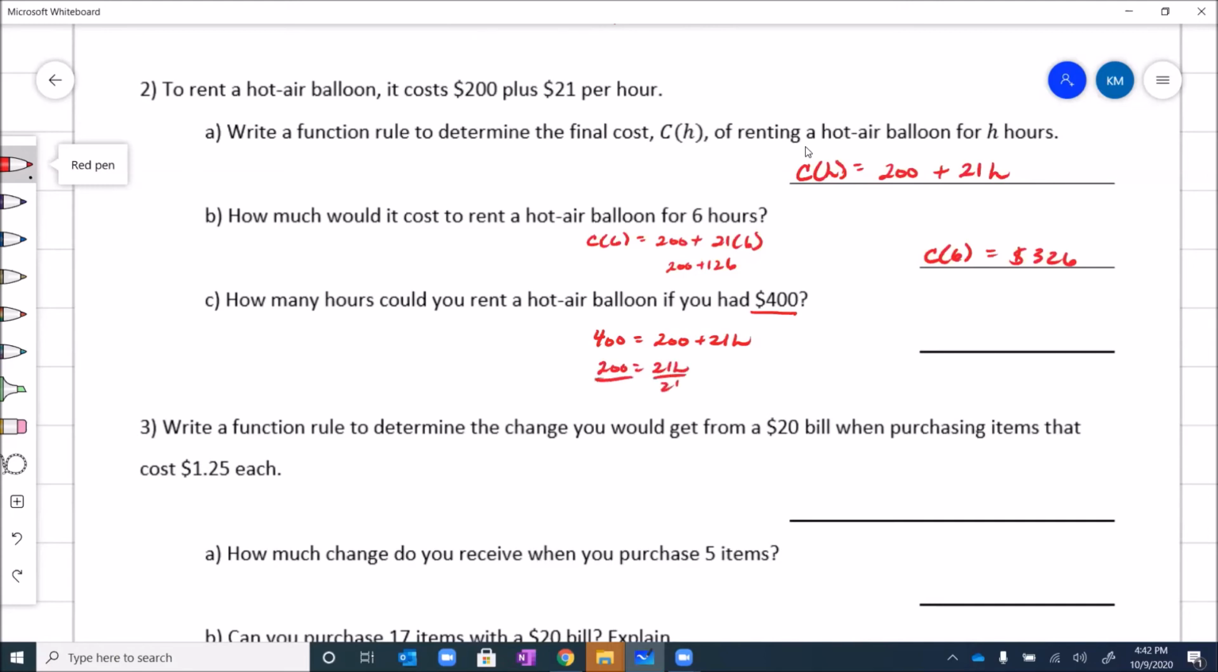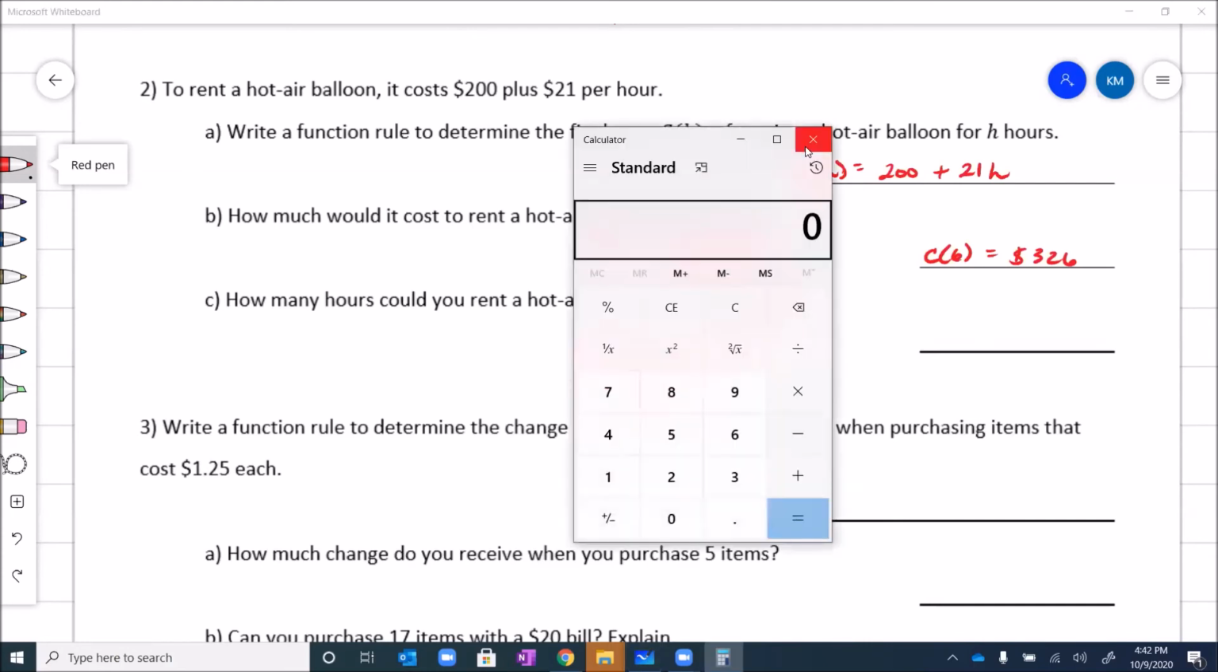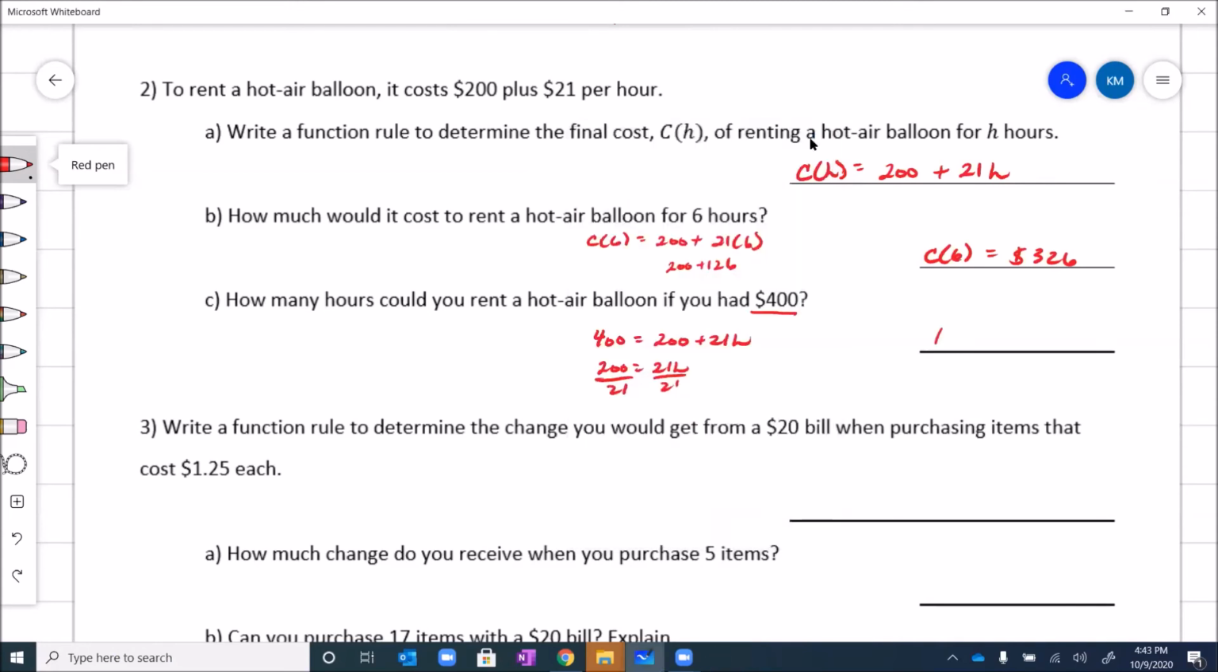Divide by 21. It's going to be less than 10. Divide by 21. 9.5 hours. So 9.5 hours, and I'm going to say that it's just 9 hours. You could do 9 hours. That makes sense. I don't think they're charging you by the minute after that. So probably 9 hours. Here's your math answer. Here's your real world answer.